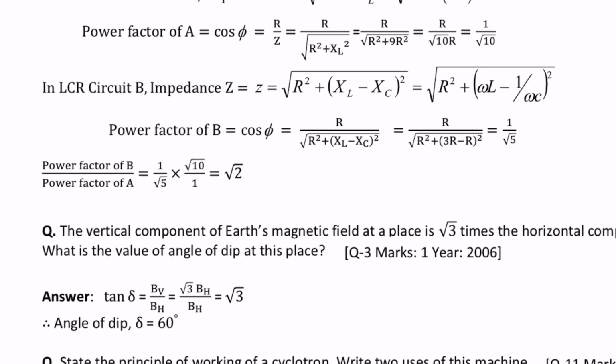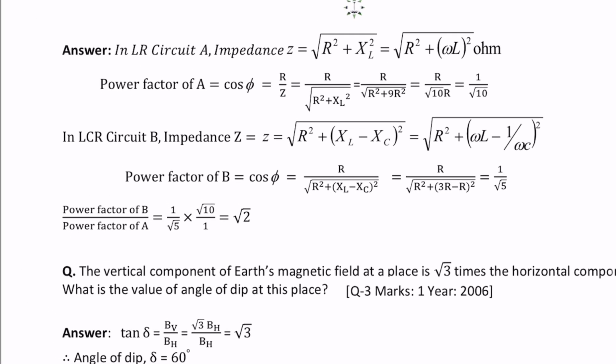Okay, let's do it. In the first circuit we do not have capacitive reactance, so the total impedance is square root of R square plus X_L square, correct, and the power factor is R by total impedance, so this is 1 by root 2. In the second circuit we have an LCR circuit, so the total impedance is this. Put these values, cos phi equals R by total impedance, so everything is given here, giving 1 by root 5. Therefore the power factor of B by the power factor of A is root 10 by root 5, it is not 2.